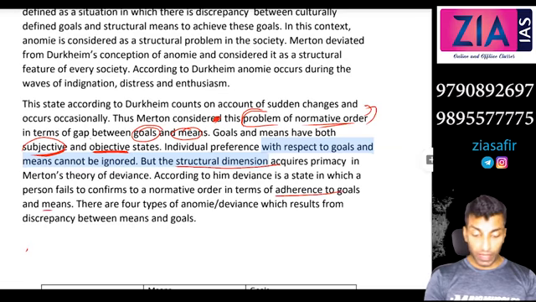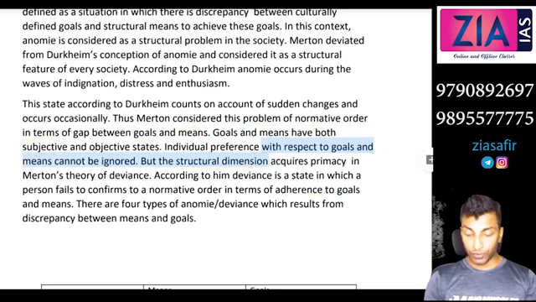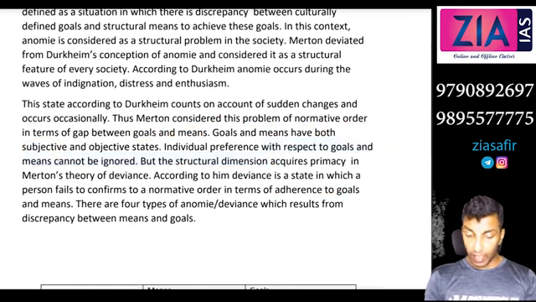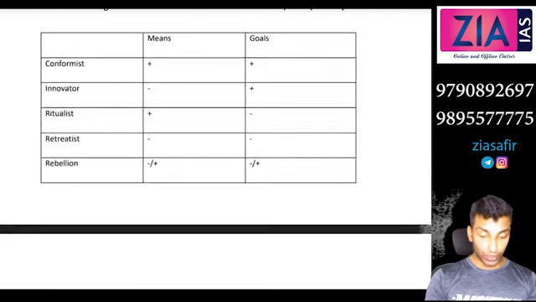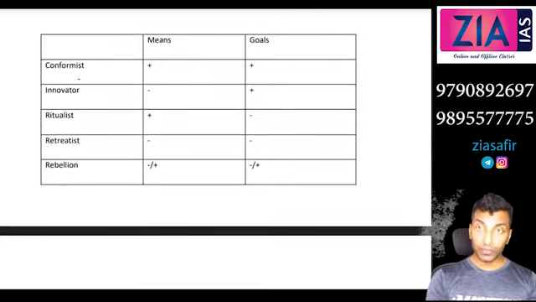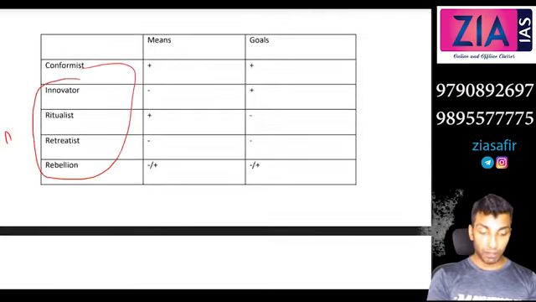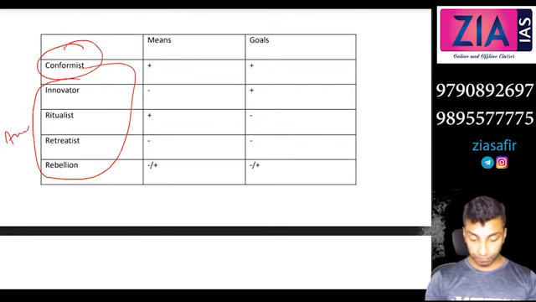So when anomie will come, if there is a failure to conform, that means there is a discrepancy. If both are plus, there is no anomie. In case you can see a discrepancy, then there is anomie. There are 4 types of anomie or deviance which result from discrepancy between means and goals. So these are the 4 different types. This situation is anomie and this is conformist.